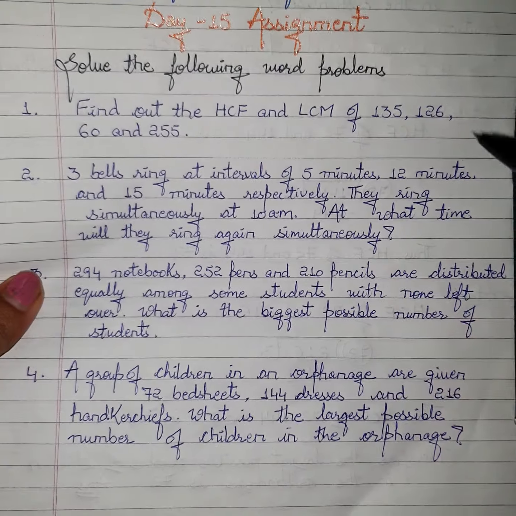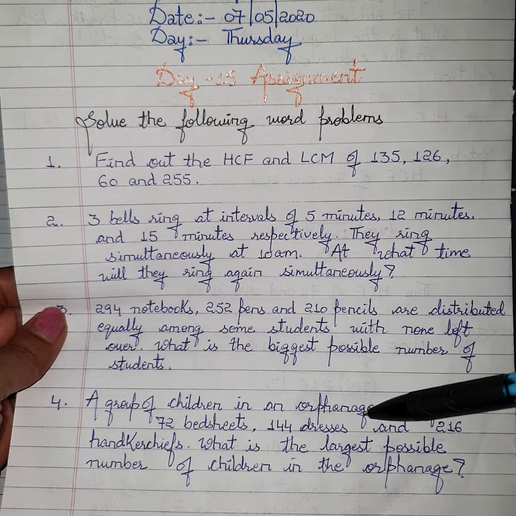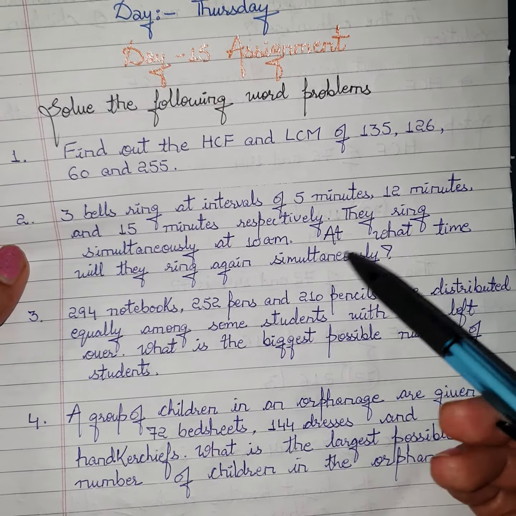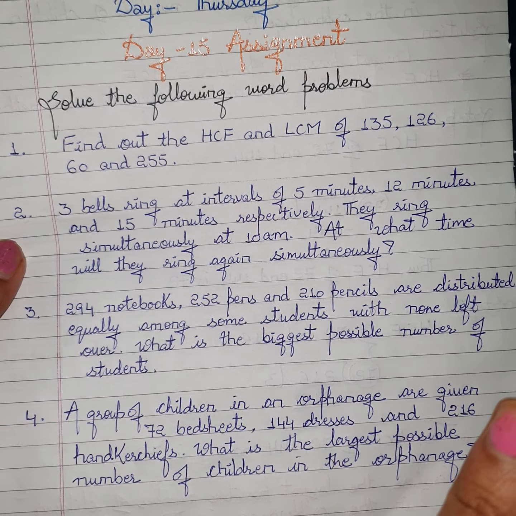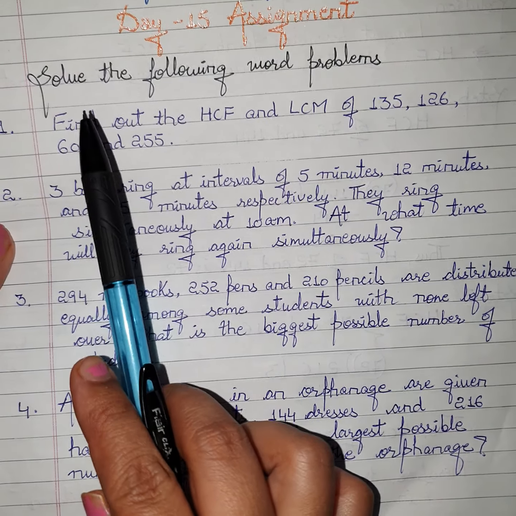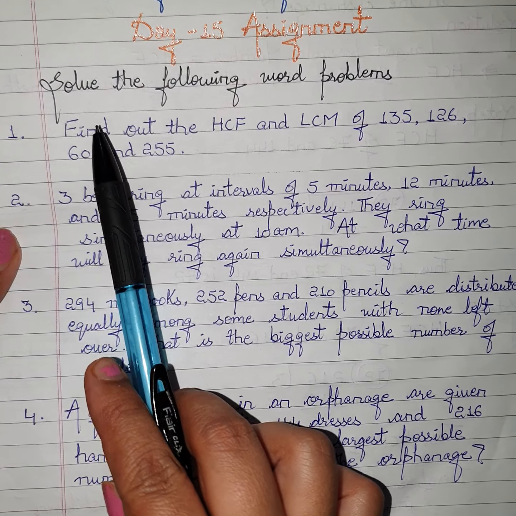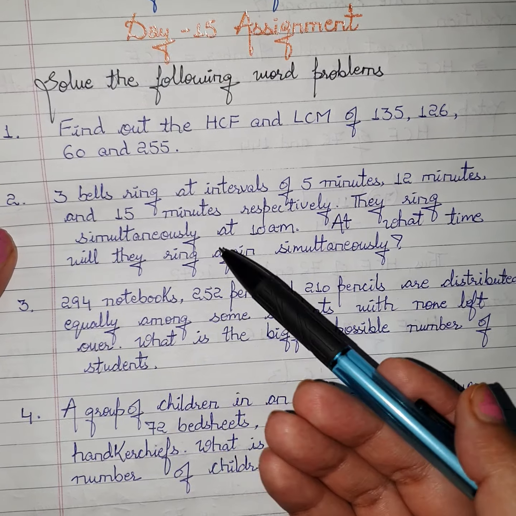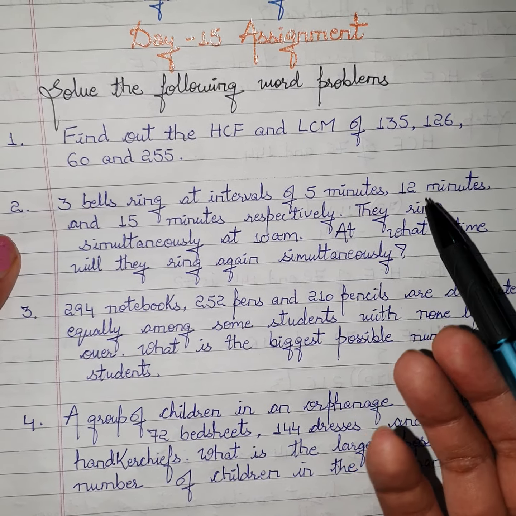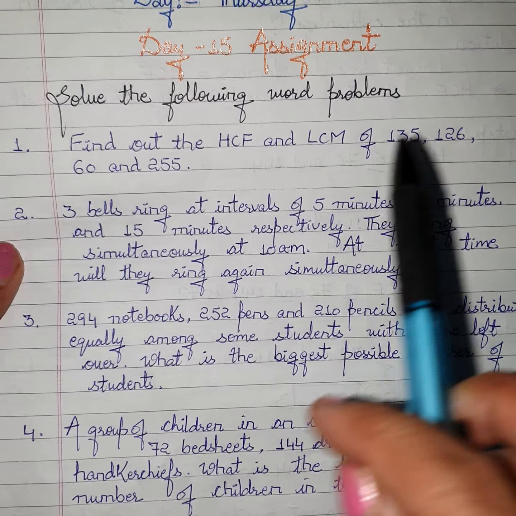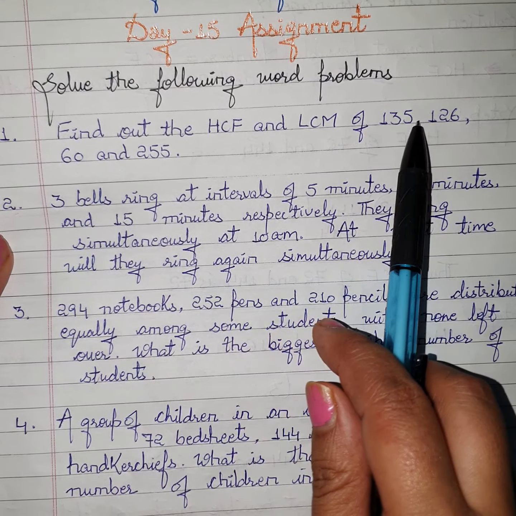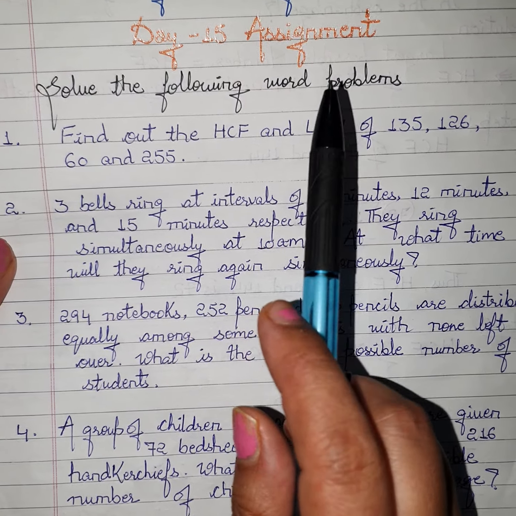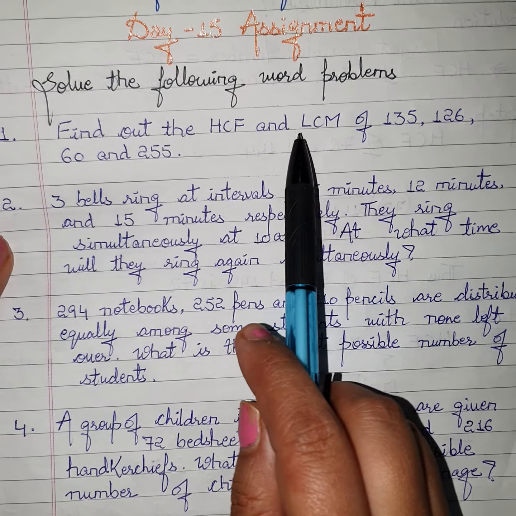Now these are the same questions which I have explained to you today in this video. So these questions you have to do in your day 15 assignment. Okay students, I am reading these questions, the same questions I have given you. If you want to see the solution again, you can go through this video or you can check the solution in today's PDF document. Fine, do as you want. So find out the HCF and LCM of 135, 126, 60 and 255. You have to find both HCF and LCM. Remember, you have to find both.